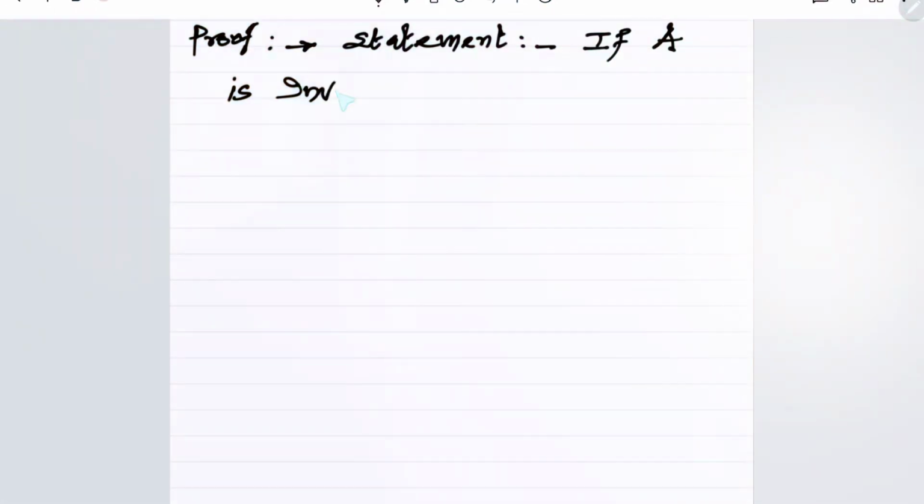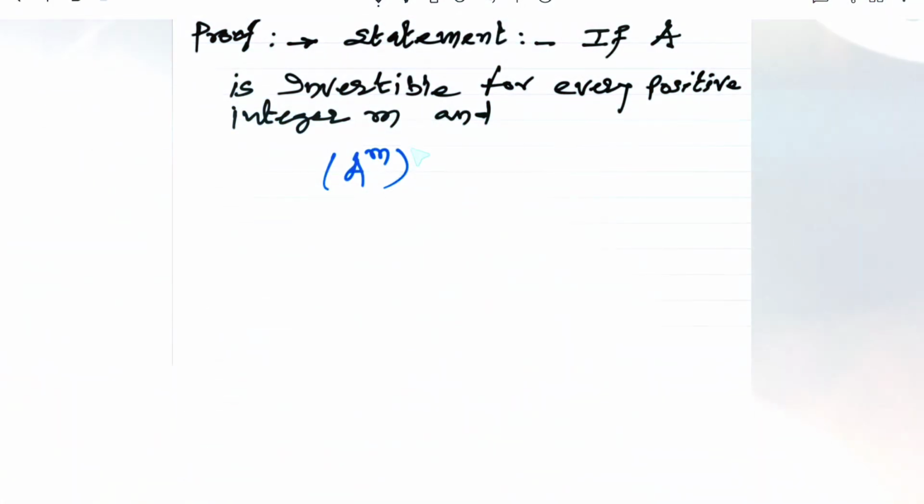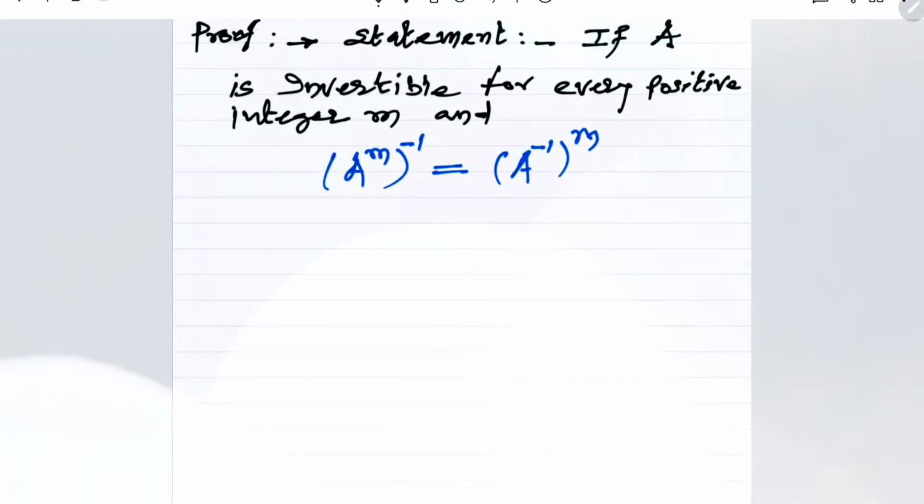Proof. Statement: if capital A is an invertible matrix, then A raised to m is invertible for every positive integer m, and the inverse of A raised to m is A inverse raised to m.